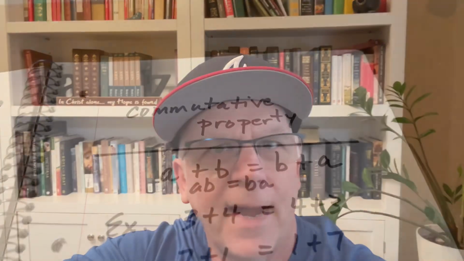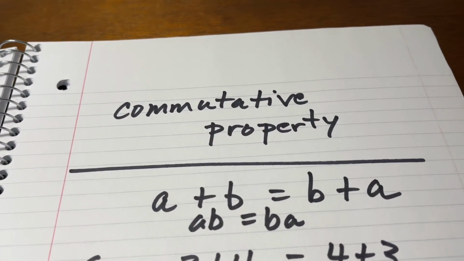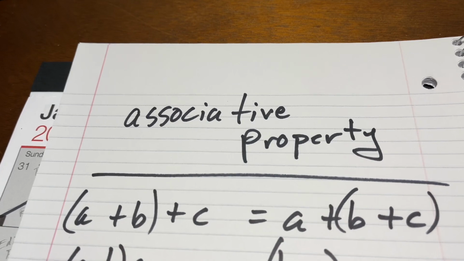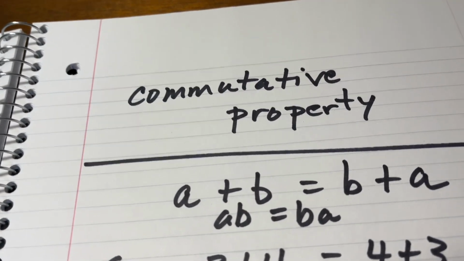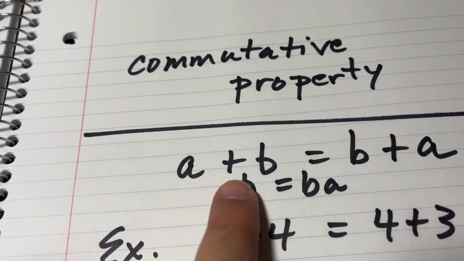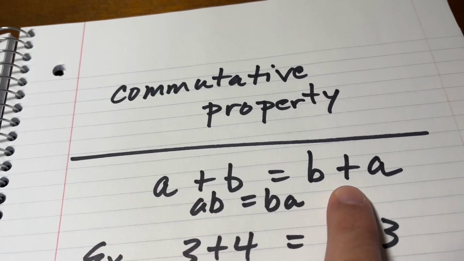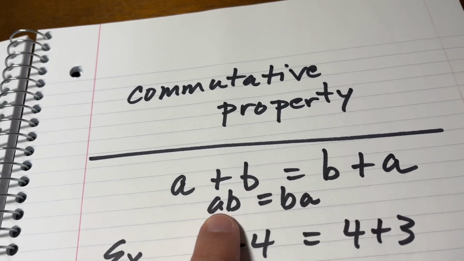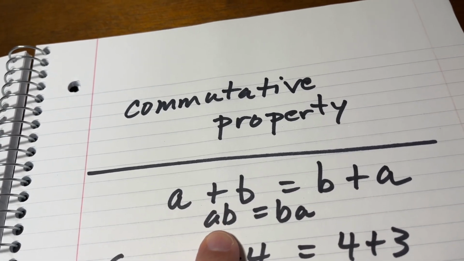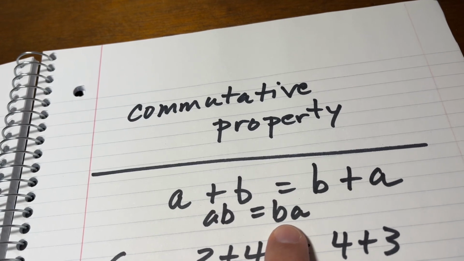Hey, let's do some math. Let's talk about the commutative property and the associative property. First of all, the commutative property can be either addition, so A plus B is the same thing as B plus A, or it can be multiplication. A times B is the same thing as B times A.